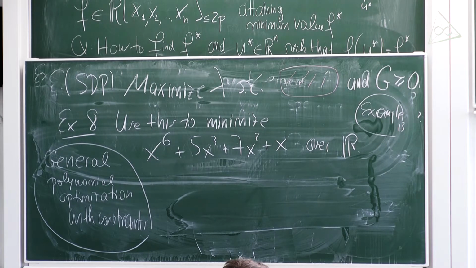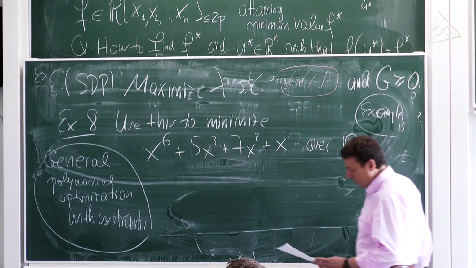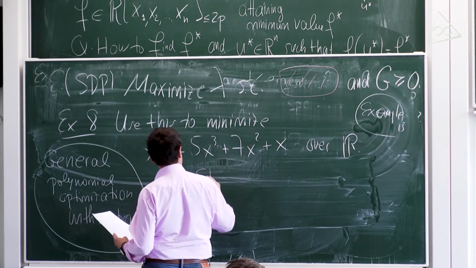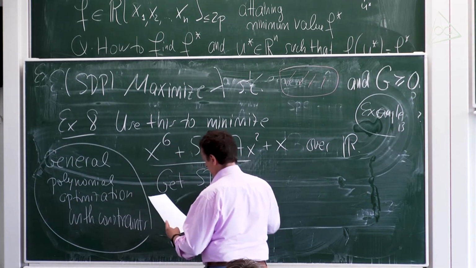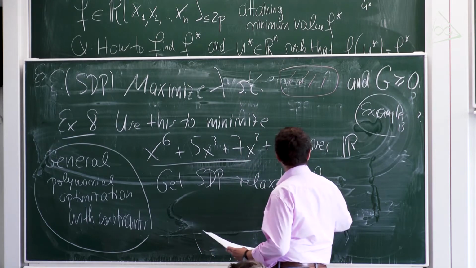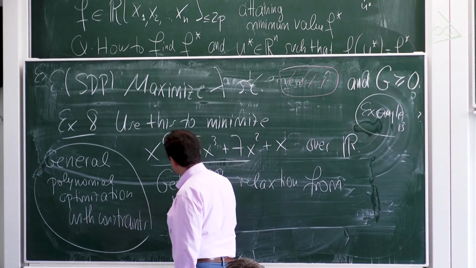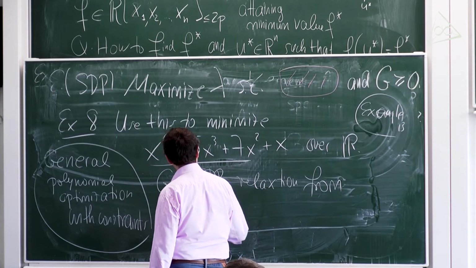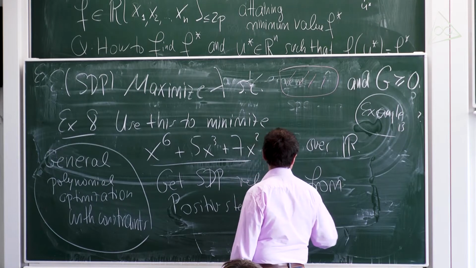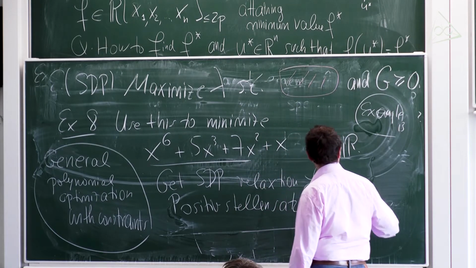Well, here I talked about minimizing one unconstrained polynomial of R^n, but in applied problems you have tons and tons of constraints. So what about a big polynomial optimization problem with many constraints? Well, you can always get a semi-definite relaxation from an earlier lecture, from the Positivstellensatz, with degree bounds.